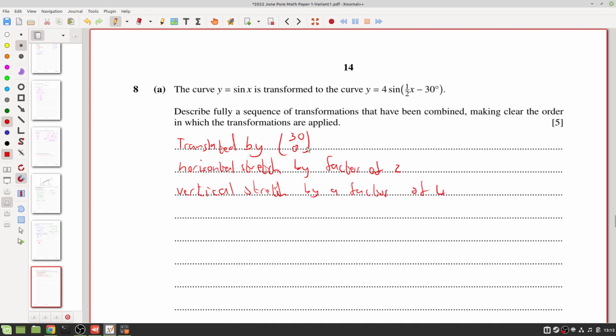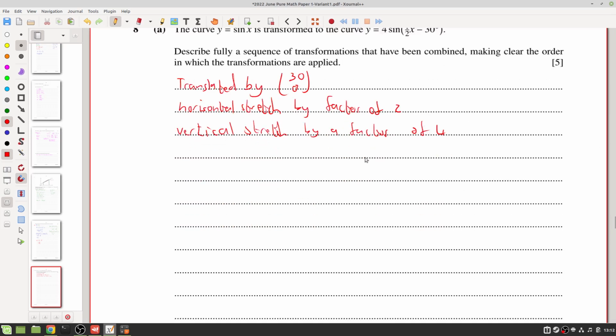So you'll get marks for each of these things and if you got the right order. So start with the translation and then do the stretchings afterwards. All right.